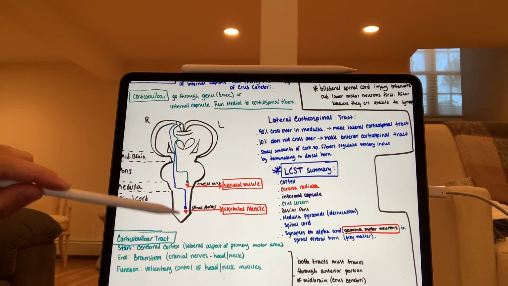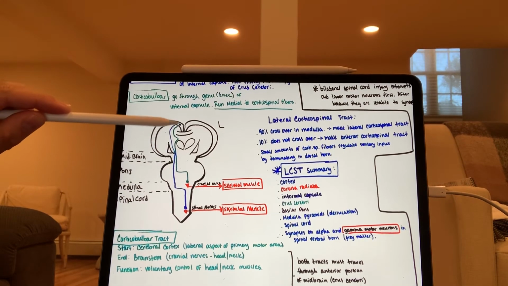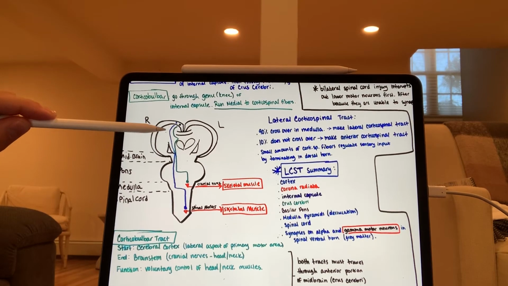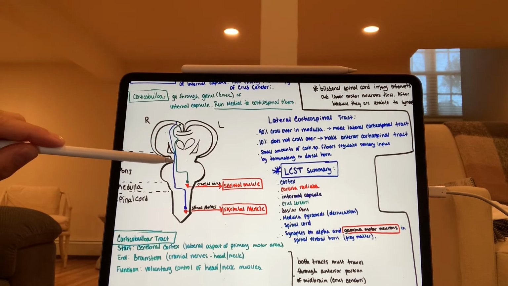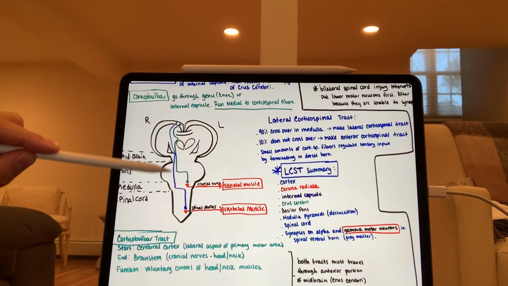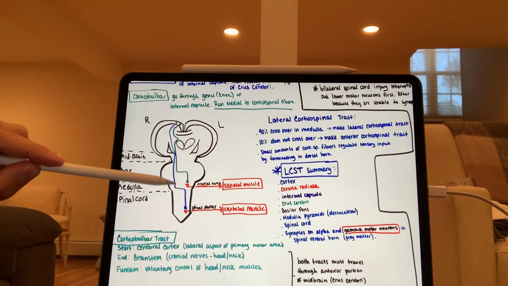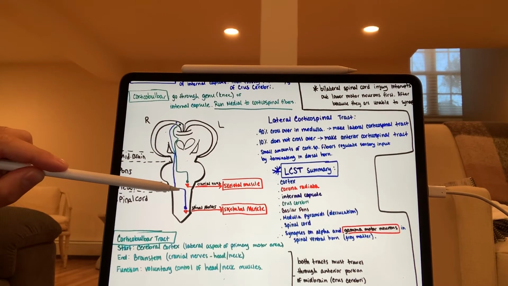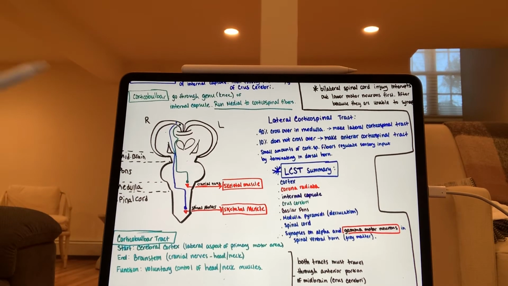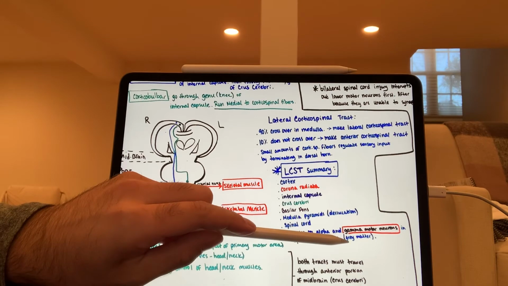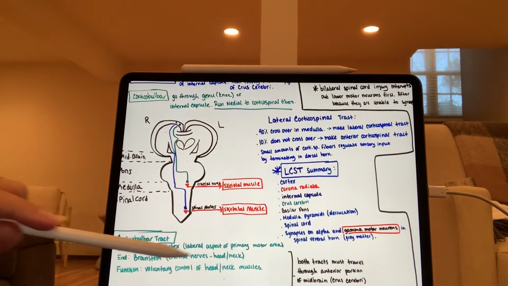And then basically the pathway of what it takes to go from the cortex all the way down to the spinal cord is the cortex. Then we go to the corona radiata, and then we go through the internal capsule. Then we go through the crus cerebri, which is the midbrain. Then we go through the basilar pons. Then we go through the medullary pyramids, which is where you cross over. Then we go to the spinal cord, and then we synapse on alpha and gamma motor neurons in the spinal ventral horn.